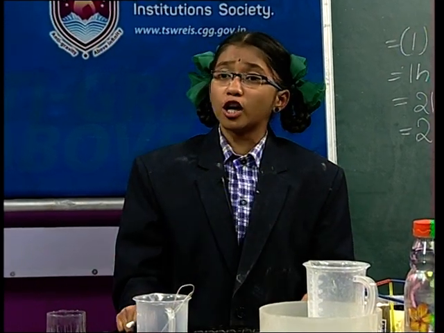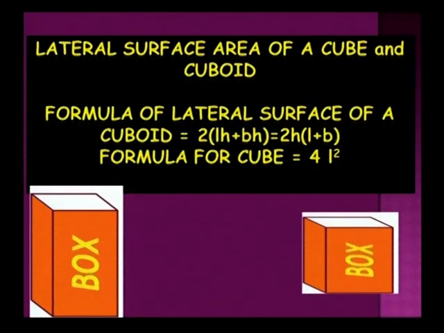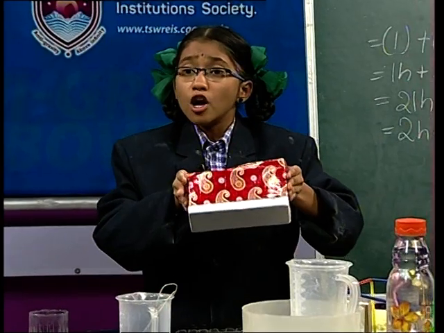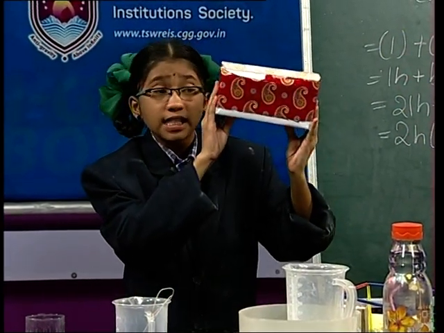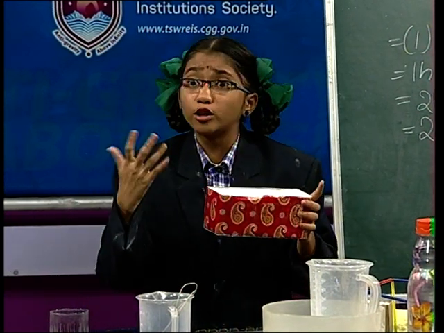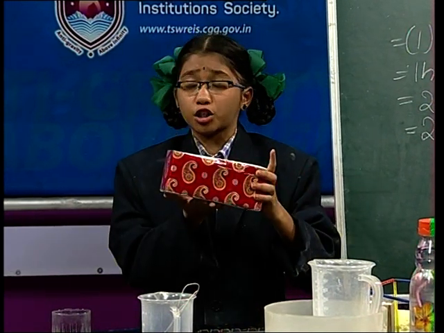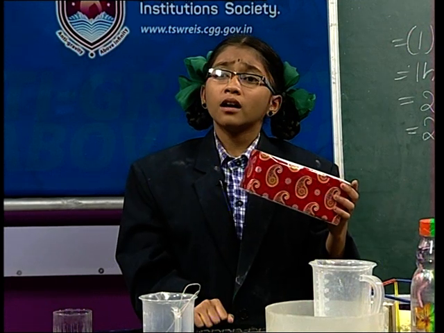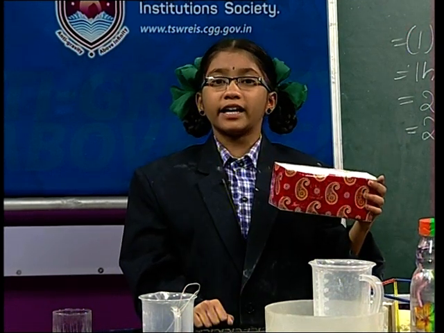Here, look at the picture. In this picture we can observe the cuboid lateral surface area of the box and the cube lateral surface area. Do you understand lateral surface area? Okay, I will explain it clearly. Observe the box. Suppose I want to cover only the lateral surface area for gifting my friend. I don't want to cover the top and the bottom. How to find it? Which formula do we have to apply here?